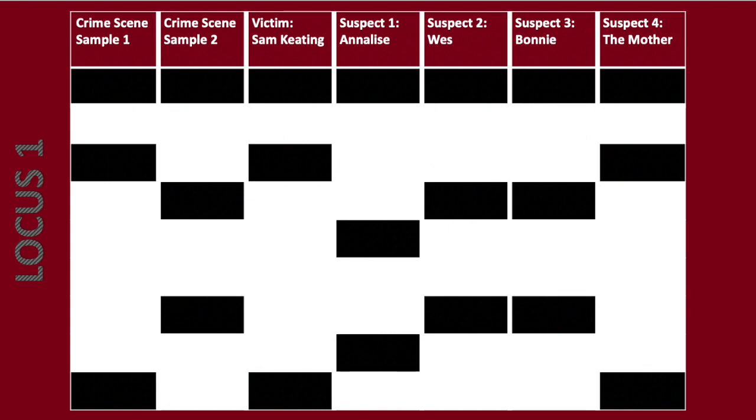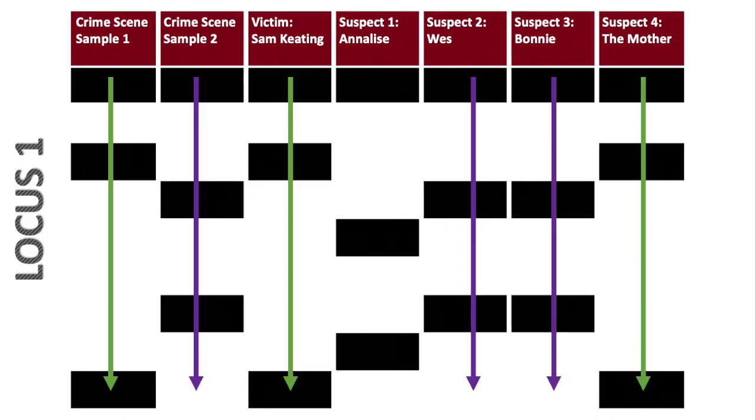Crime scene sample 1 and crime scene sample 2 are what we're going to be comparing our victim and our suspects to. I went ahead and used color-coded arrows so we could easily see where the matches are. Sample 1, we can see, matches our victim and the victim's mother. It matches both of these two people because the victim and the victim's mother share DNA, so it's likely that they would have at least one locus that matches.